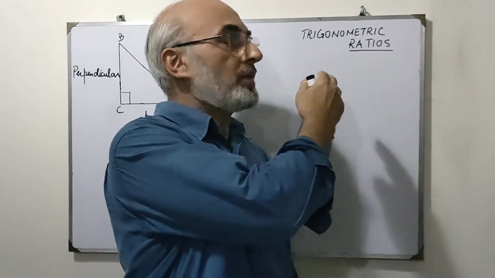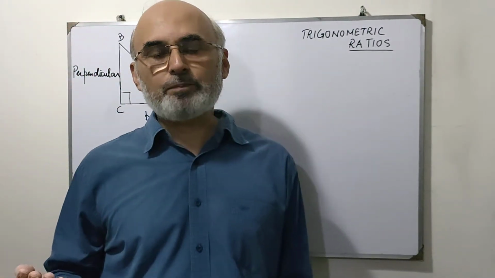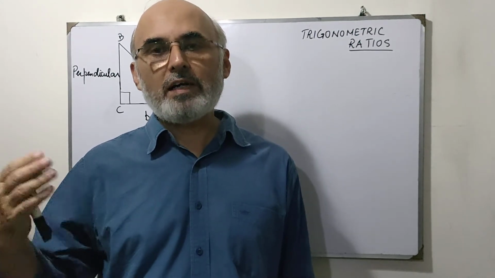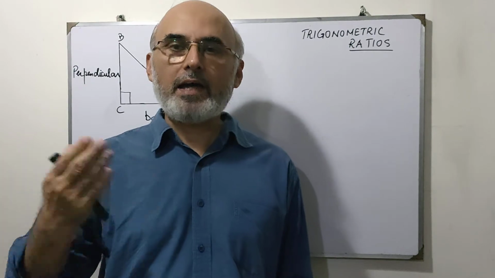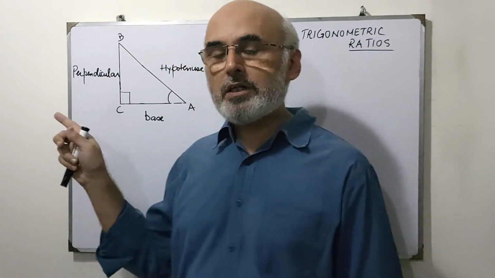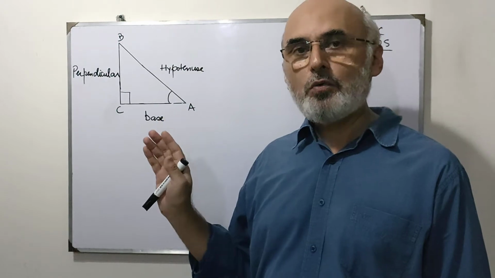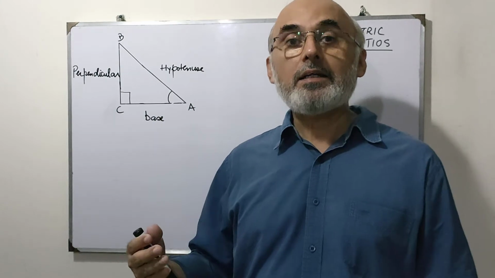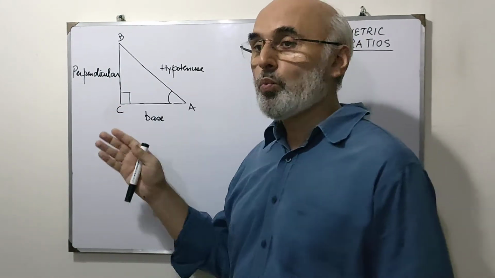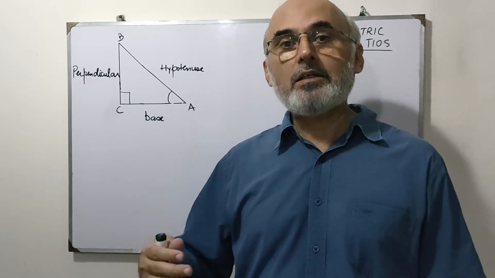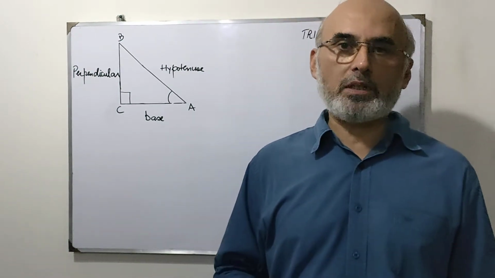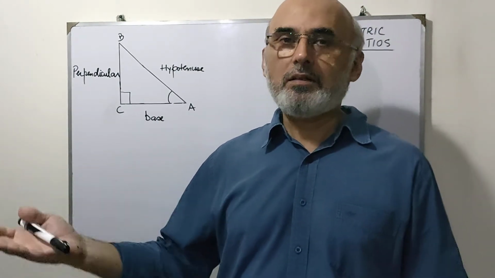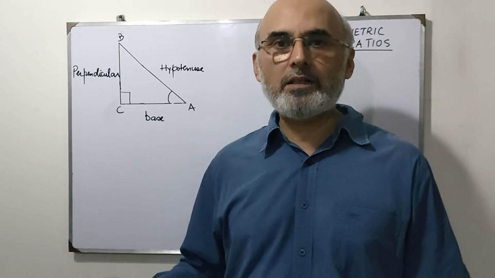Now coming to the trigonometric ratios. Trigonometry is also a study of the length of the sides of the triangle and angles. We'll be talking about the right angle triangle, but now we are more interested in angles and the length of the sides. To discuss these things, we need ratios, and those ratios have specific names as well. This study is normally known as trigonometry.